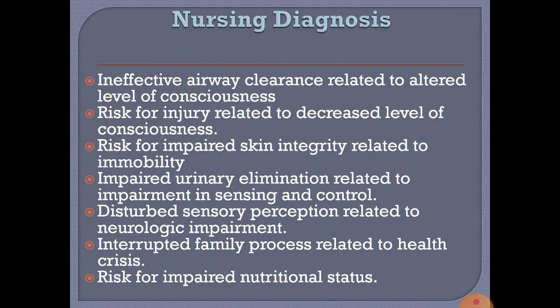Coming to the formulation of a few nursing diagnoses as per the priority, we'll see ineffective airway clearance related to altered level of consciousness, risk for injury related to decreased level of consciousness, risk for impaired skin integrity related to immobility, impaired urinary elimination related to impairment in sensory control, disturbed sensory perception related to neurological impairment, interrupted family process related to health crisis, and last is risk for impaired nutritional status.